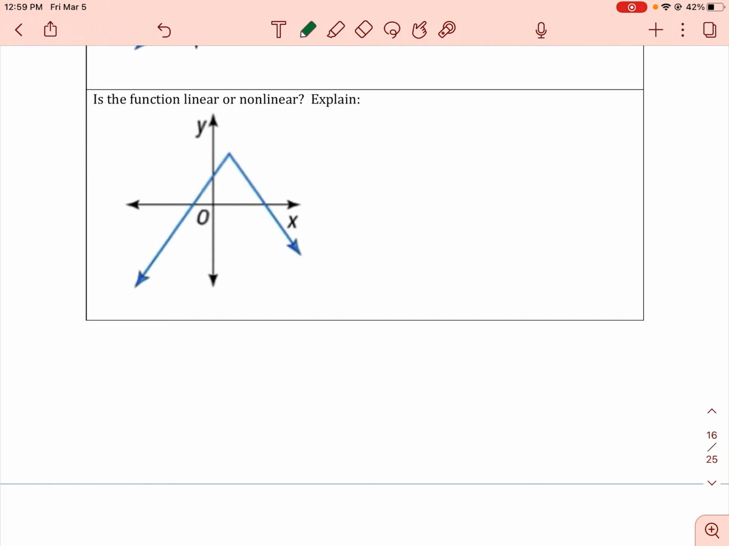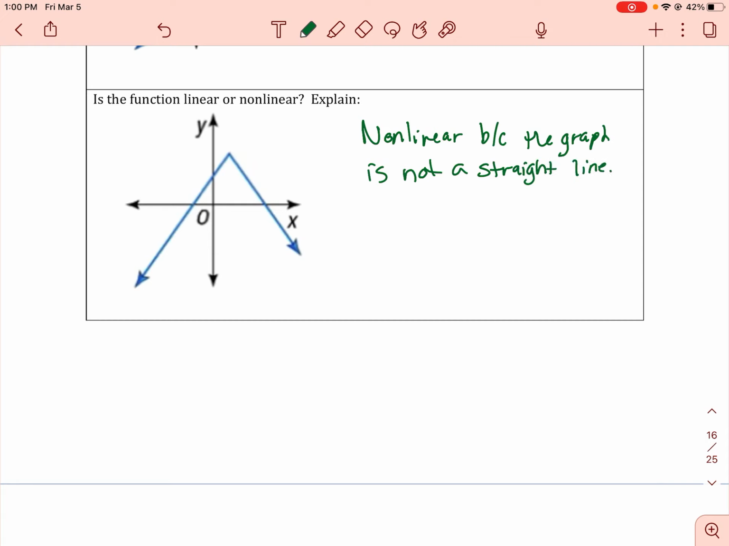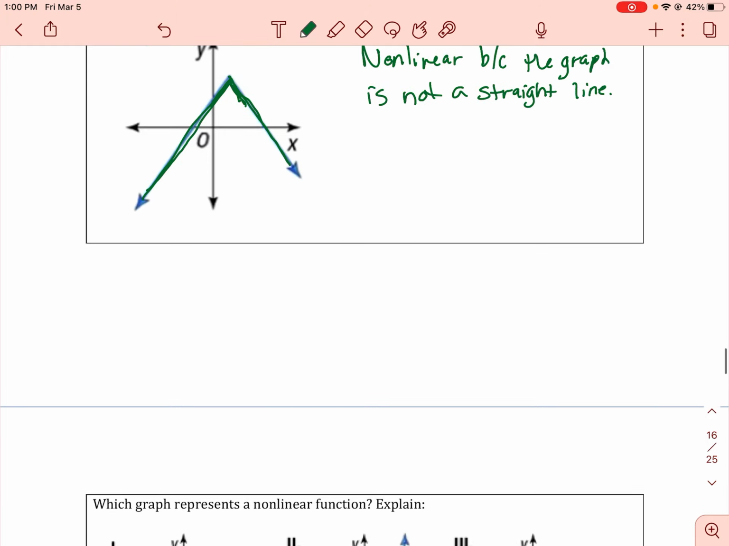Is this function linear or nonlinear? This is nonlinear because the graph is not a straight line. Now this gives students some issues because this part of the graph is straight and then this part of the graph is straight, but they are connected right there and it turns. So because this is one big graph, not multiple different graphs, this is nonlinear because it turns.